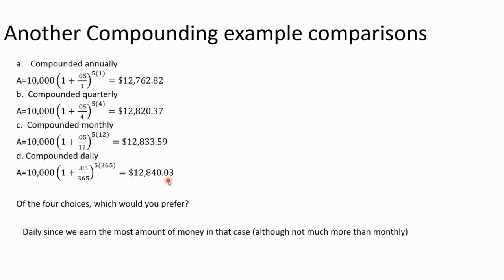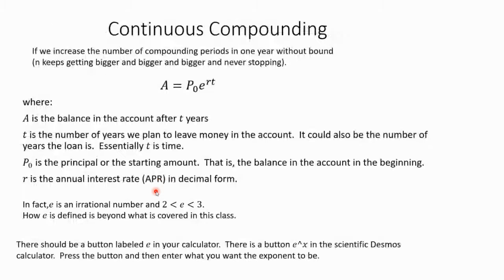Now, this is something the book doesn't do, what I'm about to do next. What if we allowed it to compound more and more often? Well, is there a limit, so to say? Or that is, can we figure out the amount in the account then? Well, it turns out you can. It's called continuous compounding. This is basically when it's compounded more and more frequently in a year without bound.